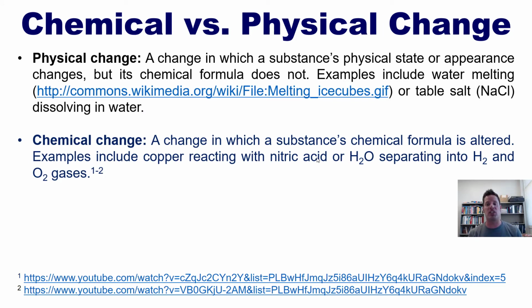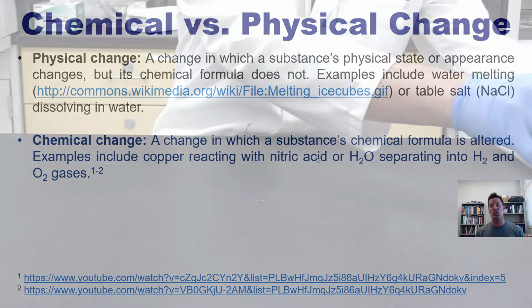Now this contrasts with a chemical change. This is a change in which a substance's chemical formula is altered. In other words, the formula or the atoms' bonding arrangements is different before the change than it is after the change. An example of this includes copper reacting with nitric acid, or H2O separating into H2 and O2 gases. Here's a quick video of that.